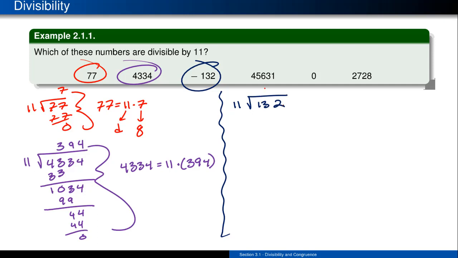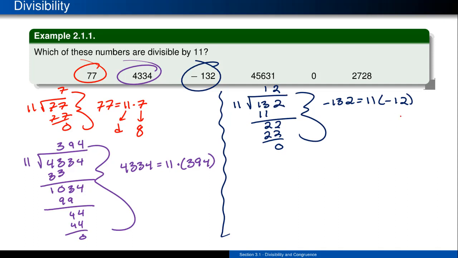So 11 goes into 13 once, 1 and 11. All right, that's going to give me a 2 and a 2, and that's going to introduce a 2 as well, giving me a 22 and ultimately a remainder of 0. What you want to be careful about in this case is if I try to represent negative 132, it's going to be 11 multiplied by a negative 12. I've got to bring in that negative sign somewhere, and in this case it's going to come into the world of the quotient. So the 11 is my divisor, and that negative 12 is my quotient.